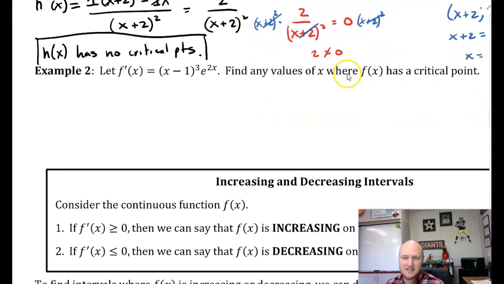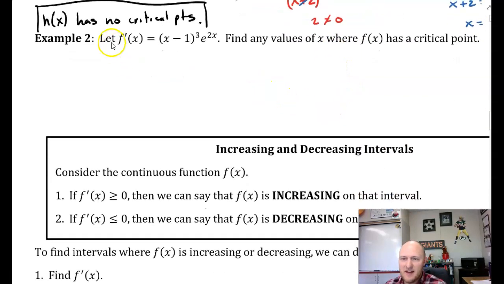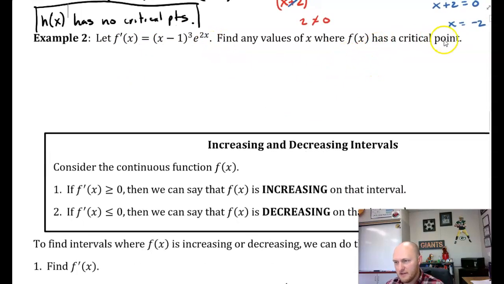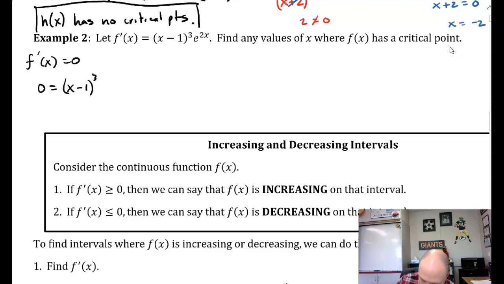Example number 2. Here they say let f prime of x equal x minus 1 cubed times e to the power of 2x. Find any values of x where f of x has a critical point. Okay, so my critical point again comes from f prime of x being set equal to 0. Where is f prime of x equal to 0? So I'm going to set each piece of my function equal to 0 using the zero product property. Okay, so I have that, or I have e to the power of 2x equal to 0.